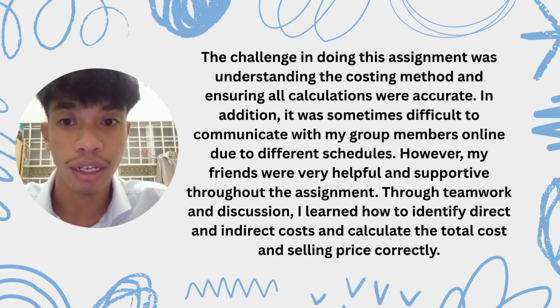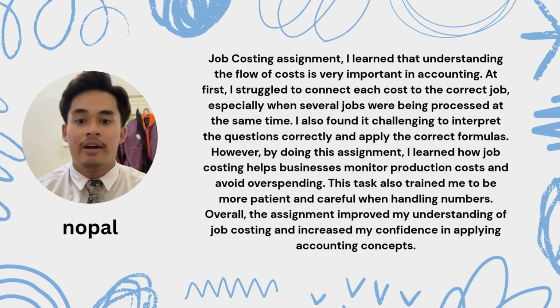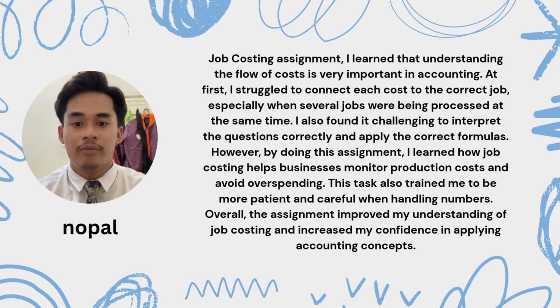Through teamwork and discussion, I learned how to identify direct and indirect costs and calculate the total cost and selling price correctly. For the challenge that I faced and learned during this assignment, Econ 116 job costing. During the Econ 116 job costing assignment, I learned that cost flow is important in accounting. At first, I found it hard to match costs to the correct job. I also had problems understanding the question and formulas.